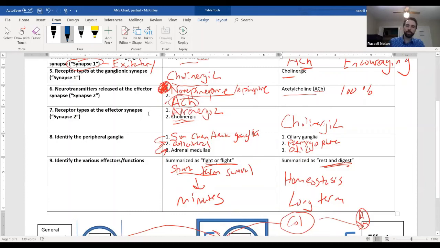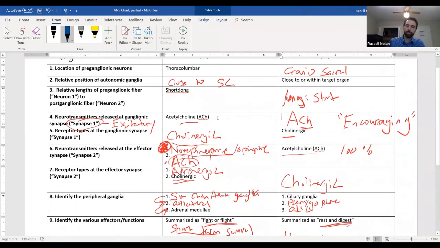So let's go back up to Synapse 1. So Synapse 1, acetylcholine is released, and it's cholinergic. Well, I said that Synapse 1 is always excitatory, is always encouraging, and that's because the cholinergic receptors here are some special type of receptors that are called nicotinic receptors. So it's cholinergic, nicotinic. You probably shouldn't have to think too hard as to why are these called nicotinic?